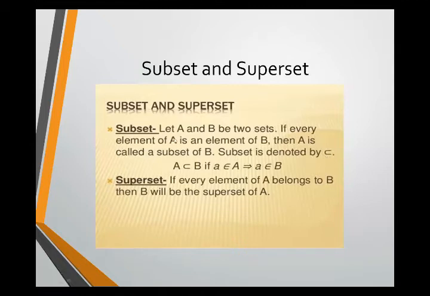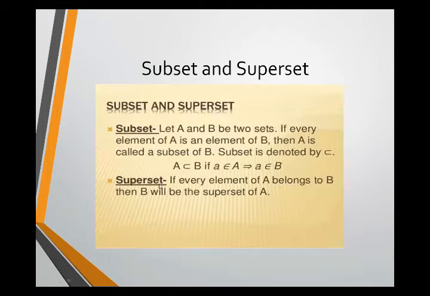I repeat it again, students. Let A and B be two sets. If every element of A is an element of B, then A is called a subset of B. A subset is denoted by this symbol, and we write A is a subset of B if a belongs to A implies that a also belongs to B. This a is an element and this A is a set. So these sets are subsets.